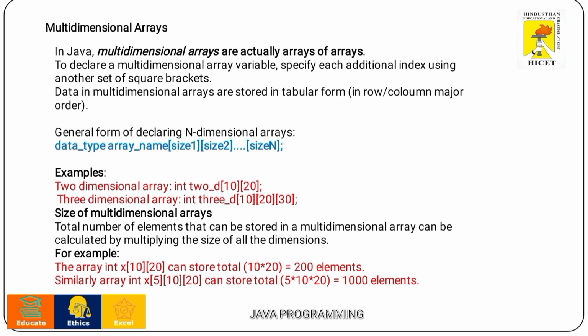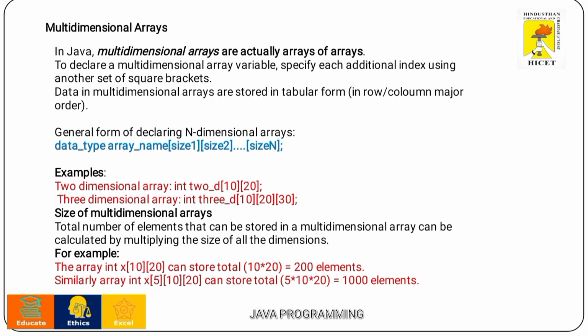Here are two examples, one for a two-dimensional array, another one for a three-dimensional array. In the first example, the data type is int and the array name is 2D, so it can hold only integer type of data. The first subscript is the row size, the second one is the column size. So here the row size is 10 and the column size is 20. In the second example for a three-dimensional array, again the data type is int, the name of the array is 3D, the table size is 10, the row size is 20, and the column size is 30.